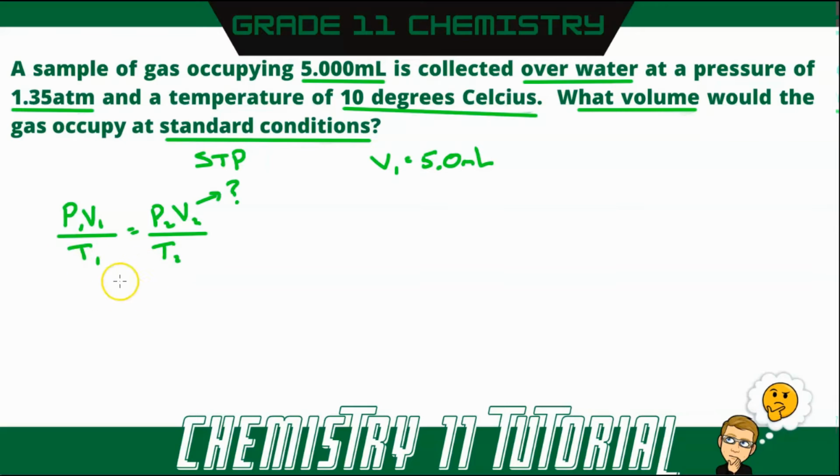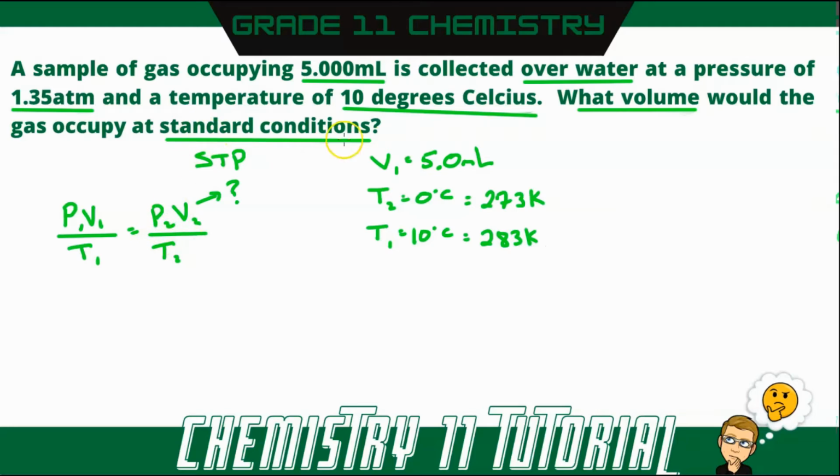Alright, well what about temperature? Temperature 2 is our standard temperature and pressure, and so temperature 2 is going to be 0 degrees Celsius, but we need to put that into Kelvin, so we add 273, and we get that as 273 Kelvin. Temperature 1 it says is 10 degrees Celsius, so that's 10 degrees, but again, changing it into Kelvin, we add 273, and we get 283 Kelvin.